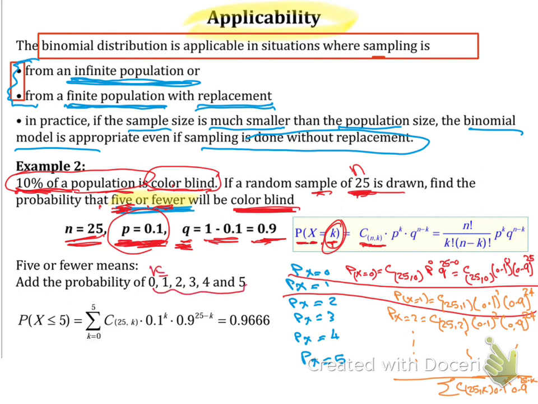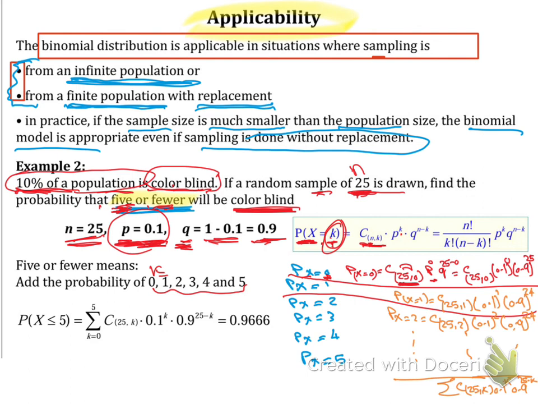So the first time I say that P(x equals 0). I put k as 0 the first time. So my expression will be the combination of n equals 25 and k equals 0. So p to the power k, which is p to the power 0, equals 1. Anything to the power 0 equals 1. Then q to the power n minus k, which is 25 minus 0.